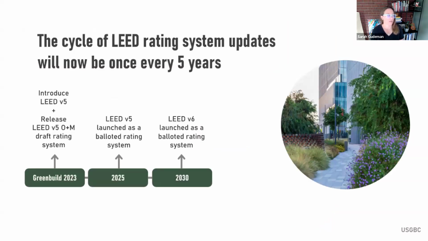As I mentioned, the cycle of the LEED rating system will now be once every 5 years. So we introduced LEED v5 first at Greenbuild 2023. If you were there and you're maybe not as in the know on the timelines and the cycles, you might be like, what happened to that? We talked about it in 2023, but now we're here, it's balloted, it's launched. That's another topic I could talk about ad nauseam, but the transparency and the public commentary that went into this was really outstanding. So, very exciting. LEED v6 will be launched in 2030. Okay, next slide here.